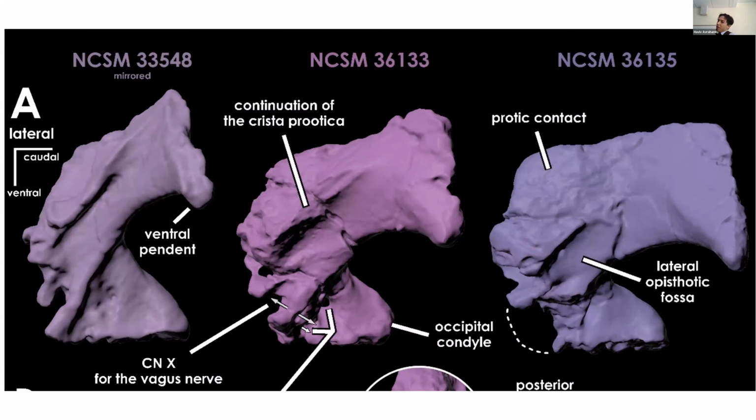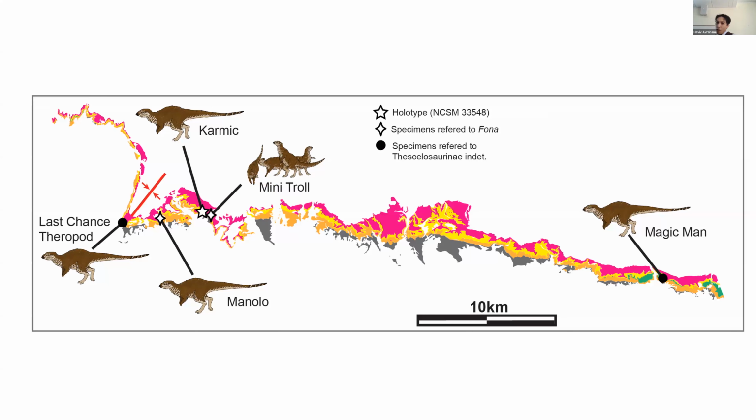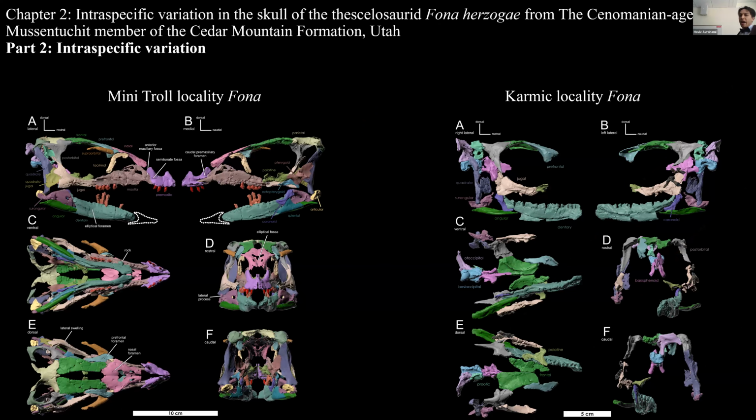And not all these bones are identical in shape or features. That's because Fona is not represented by one individual, but around 7 individuals to date, which will probably increase even more in subsequent years. And across populations of species, variation exists, which brings us to part 2 of chapter 2, intraspecific variation.